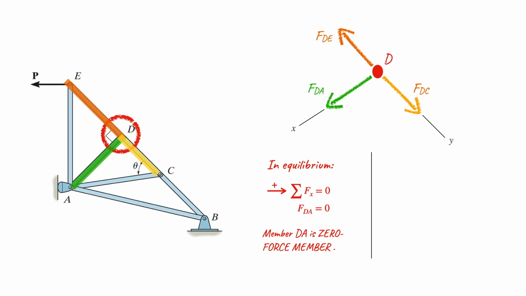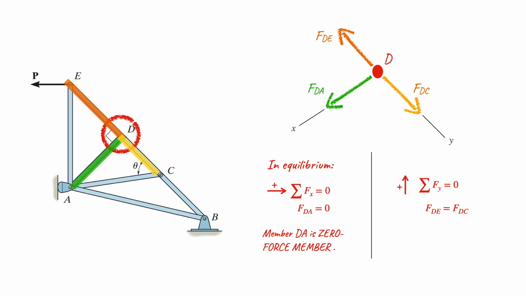However, if you consider the equilibrium condition in the y direction, there are two forces acting in the y direction: the force from member DE and the force from member DC. So we can generate the equation FDE is equivalent to FDC. So we cannot simply say that FDE and FDC are zero force members. There is a magnitude going on there, but the magnitude is the same.